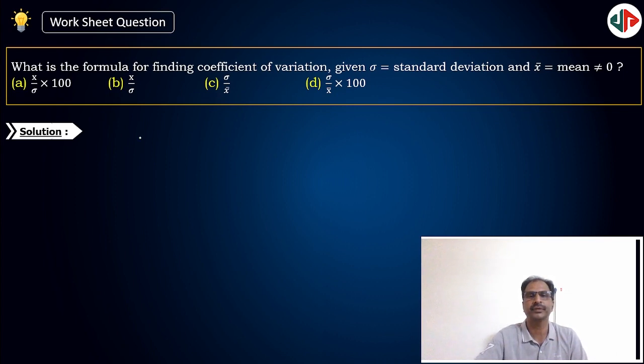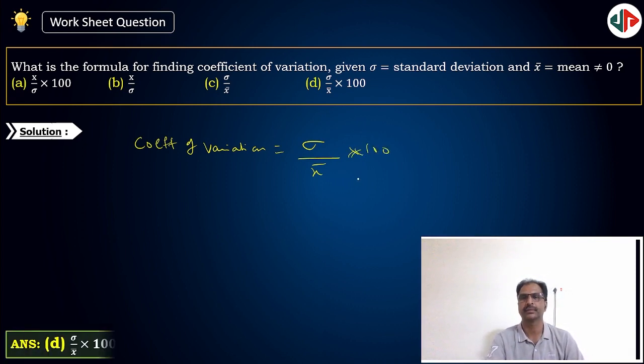What is the formula for finding coefficient of variation? Coefficient of variation formula is sigma by x bar into 100, where sigma is standard deviation. Option D.